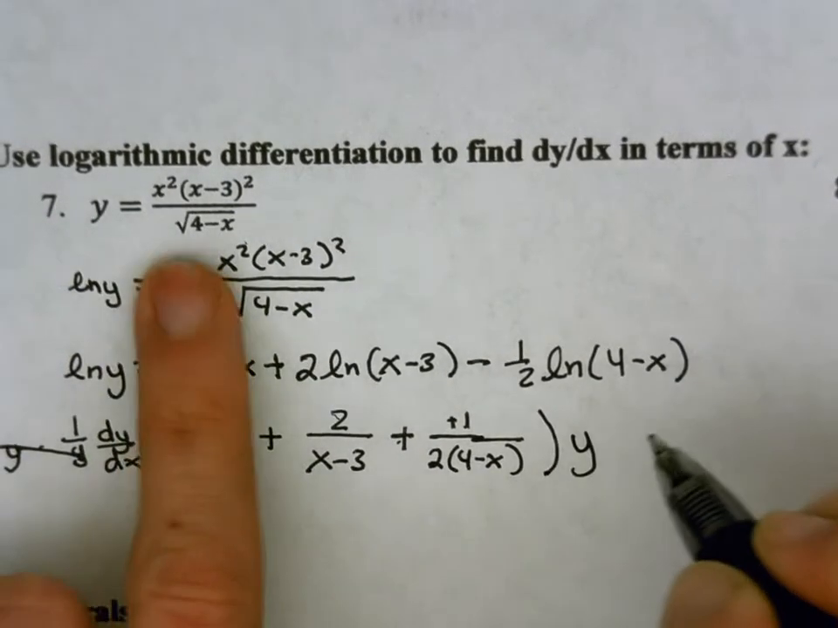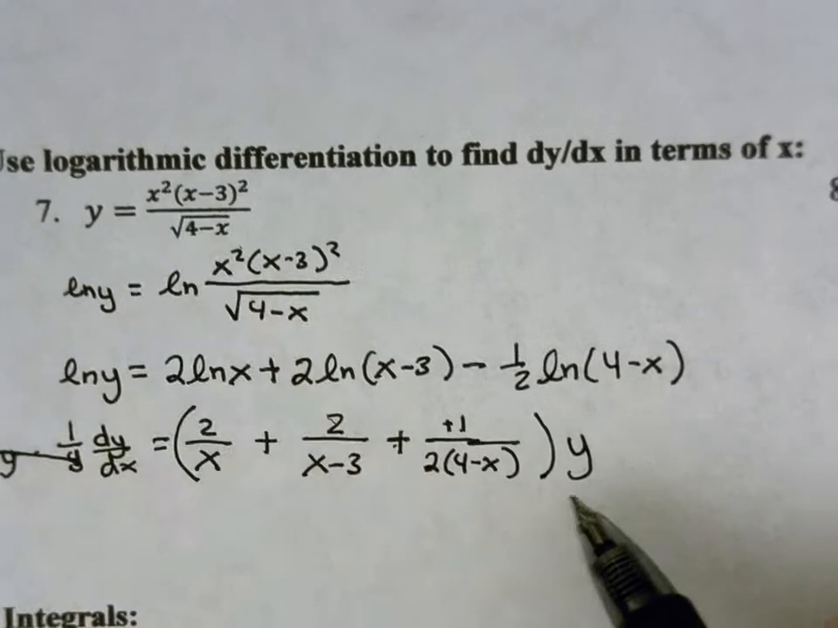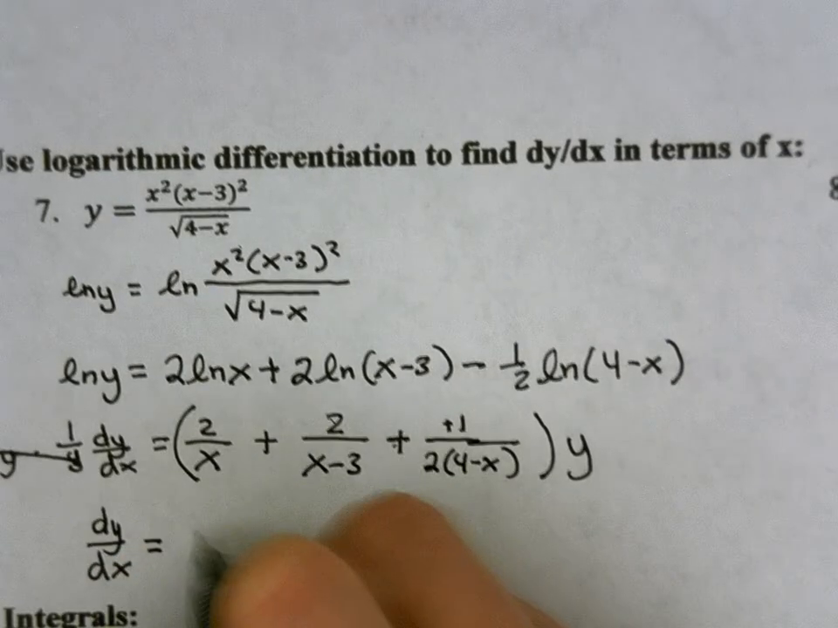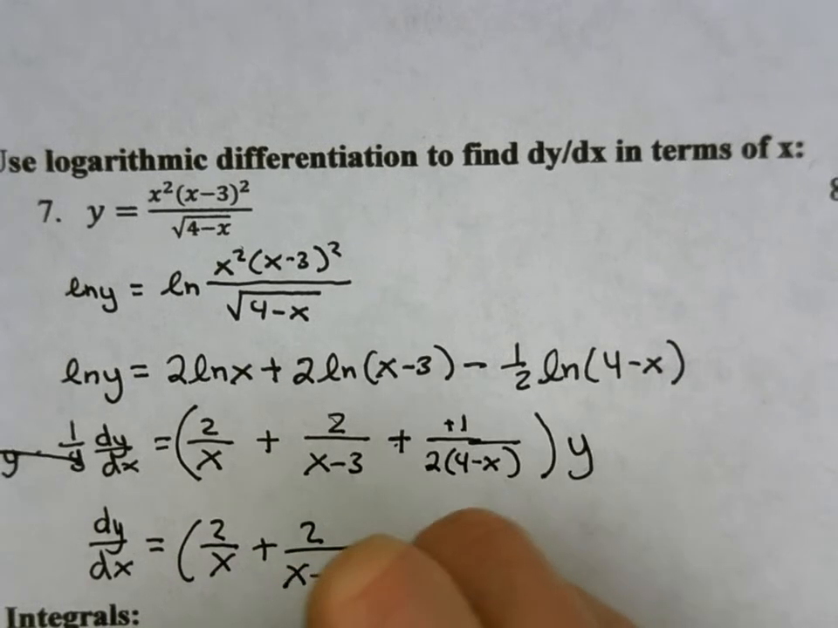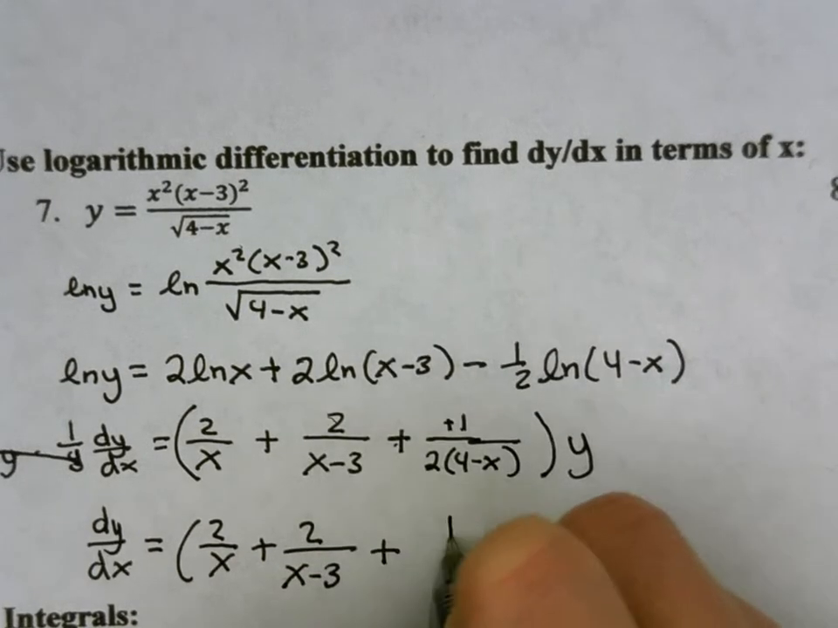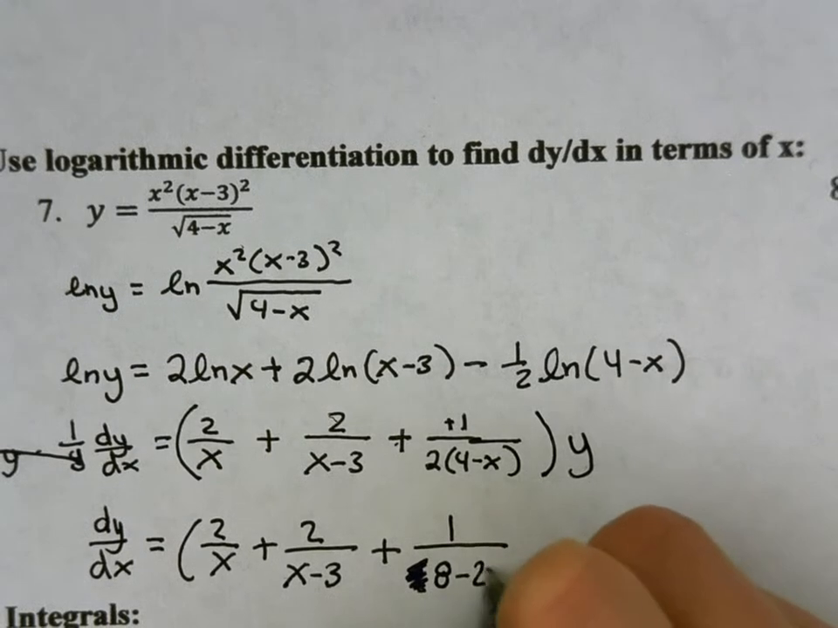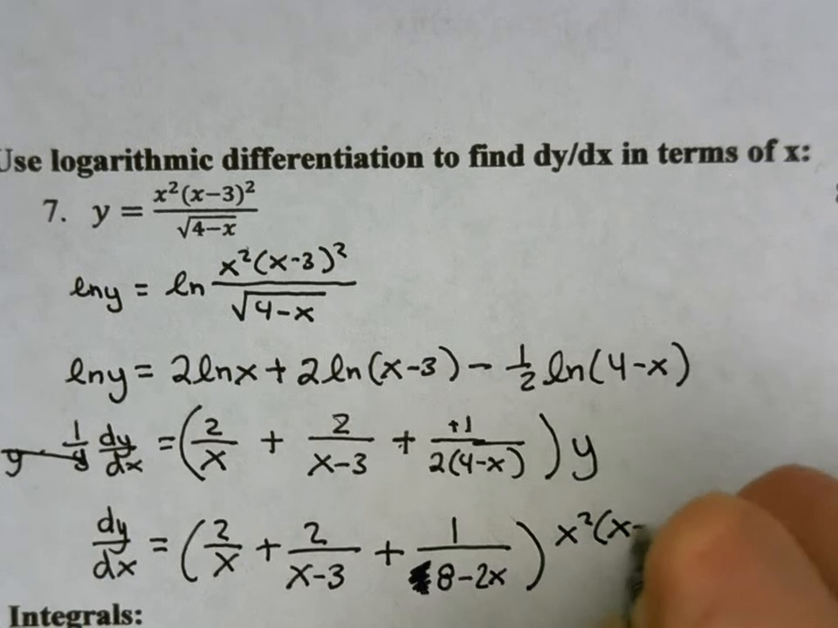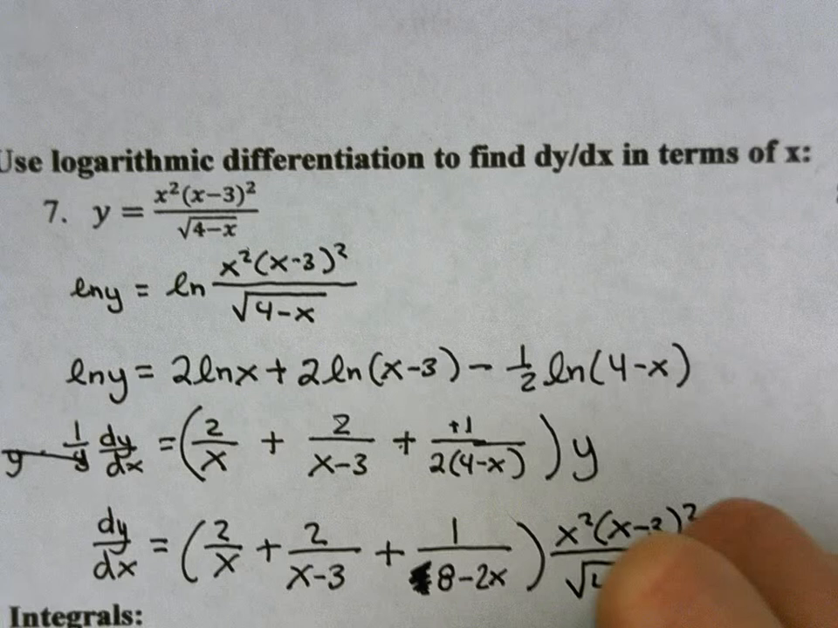And then because we're finding it in terms of x, we're going to take our x's and plug them back in. And so we have dy dx equals 2 over x plus 2 over x minus 3 plus 1 over, and I'm going to go ahead and distribute that 2 in. We're at 8 minus 2x. And then our y is x squared, x minus 3 quantity squared, over square root 4 minus x.